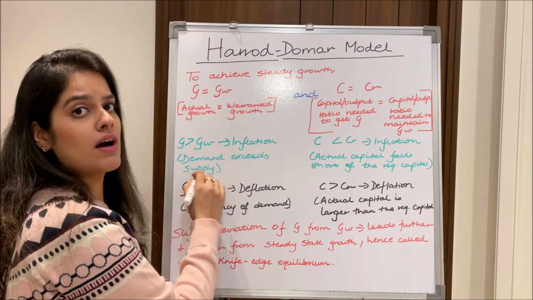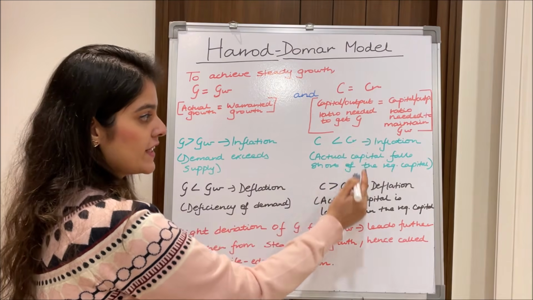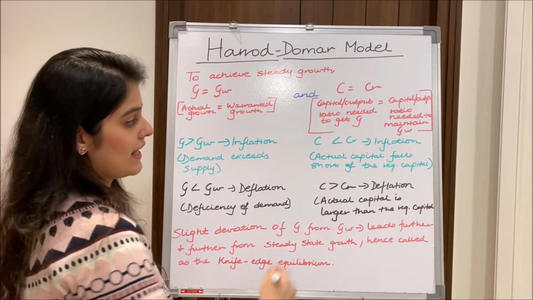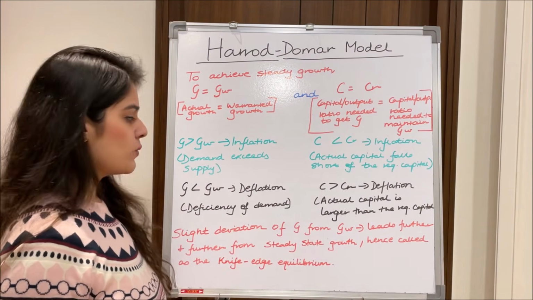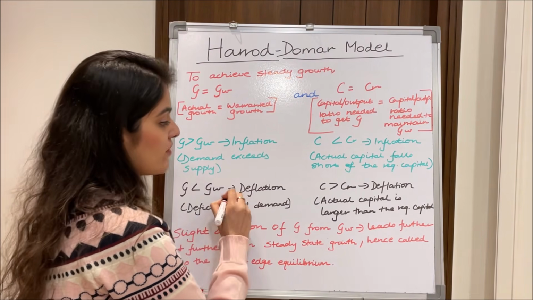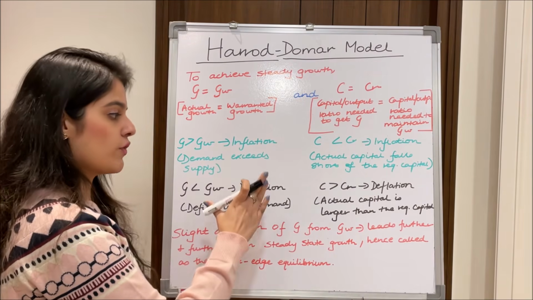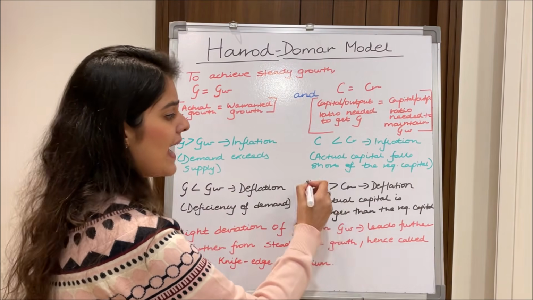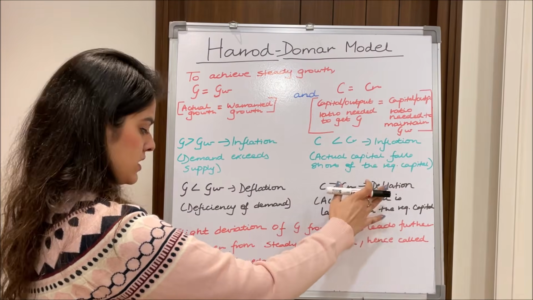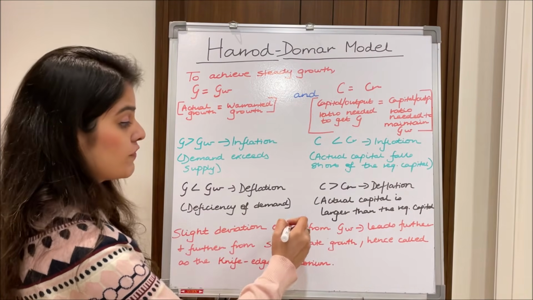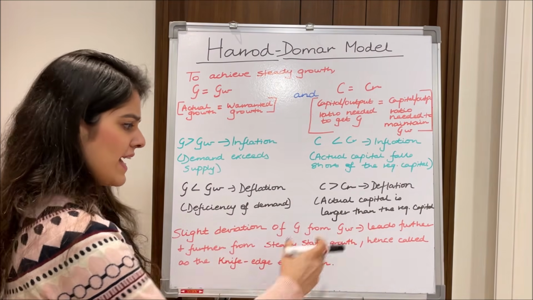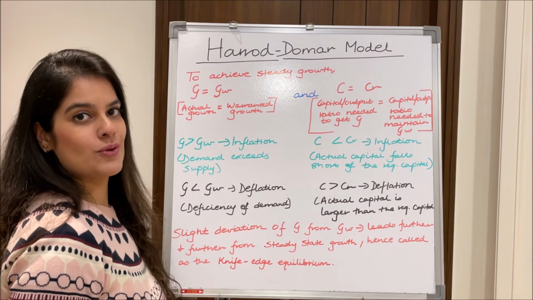In this situation, the demand exceeds the supply. We also notice over here that at this point the actual capital falls short of the required capital, and hence we have inflation. The second thing which can happen is that sometimes GW exceeds G. In this case we have deflation because there is deficiency of demand, and we also notice that the actual capital is larger than the required capital, and thus deflation occurs. So basically, a slight deviation of G from GW leads further and further away from the steady state of growth, and hence this is also known as the knife-edge equilibrium.